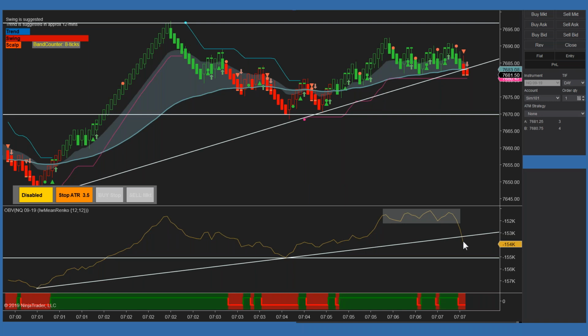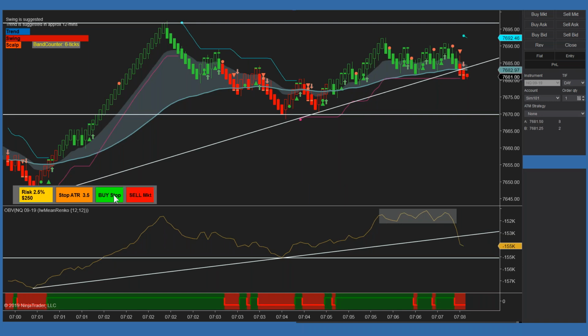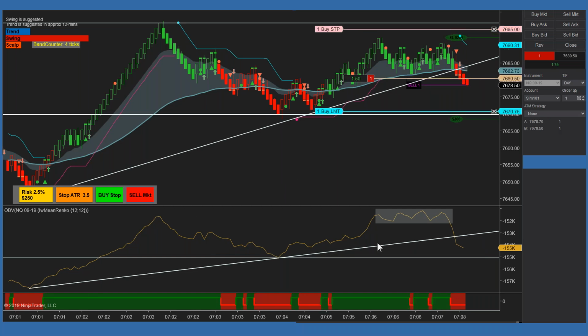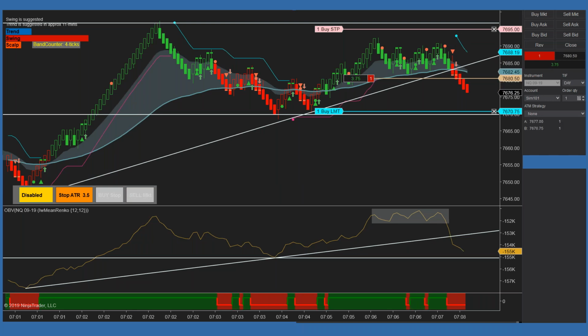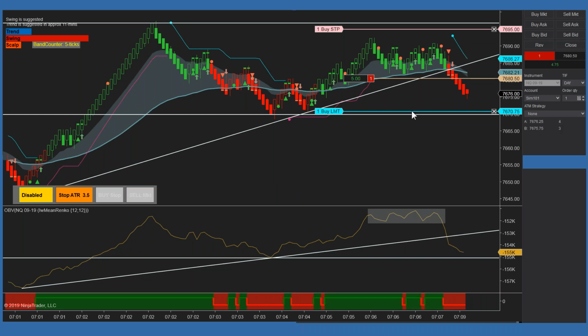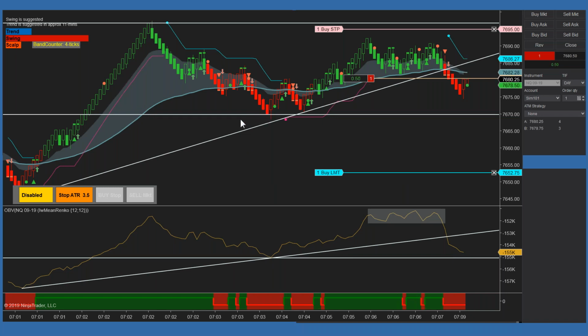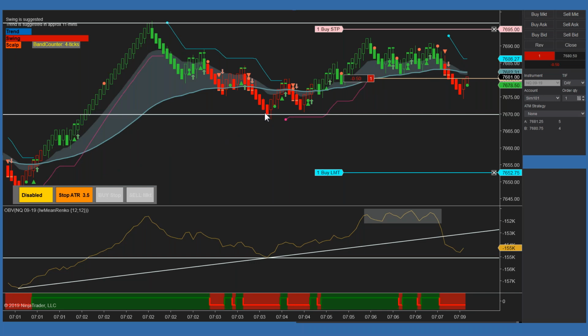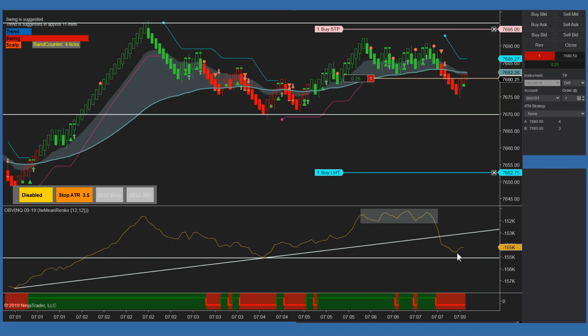Okay, notice the volume broke the trend line. So let's just short it. Let's just sell the market. And we've got our profit target down here, but let's just see how this plays out as volume gets back to this level right here, where it was supported previously. Okay, there's a little bit of a bounce.